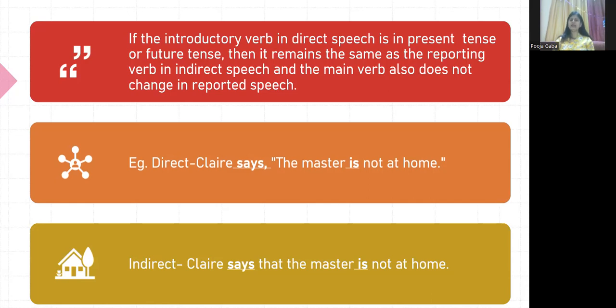So it will remain the same in the indirect sentence also. Now see this indirect sentence: Clear says that the master is not at home. So says will remain says. If it is present or future, it will not change. And the main verb is also will not change in the reported speech. The introductory verb says and the main verb is will remain the same.